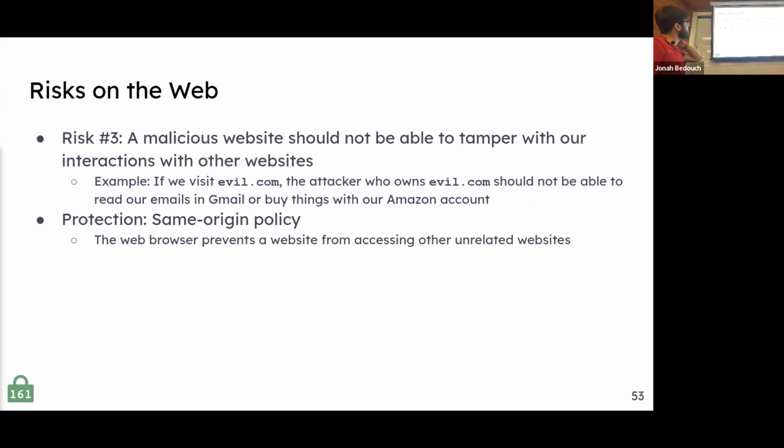Okay. Third risk is that a malicious website should not be able to tamper with other websites. If we have evil.com open and we have Gmail open in another tab, we expect that evil.com can't use JavaScript to read our emails somehow. And the way that we do this is through same origin policy, which we'll talk about next. But the idea is basically that the browser is only going to let JavaScript run in contexts where it is supposed to run. And if it's a different website, it's not going to allow that JavaScript to interact at all. Of course, we have to define what different means, but the general gist is JavaScript can only run on the website that's serving it.